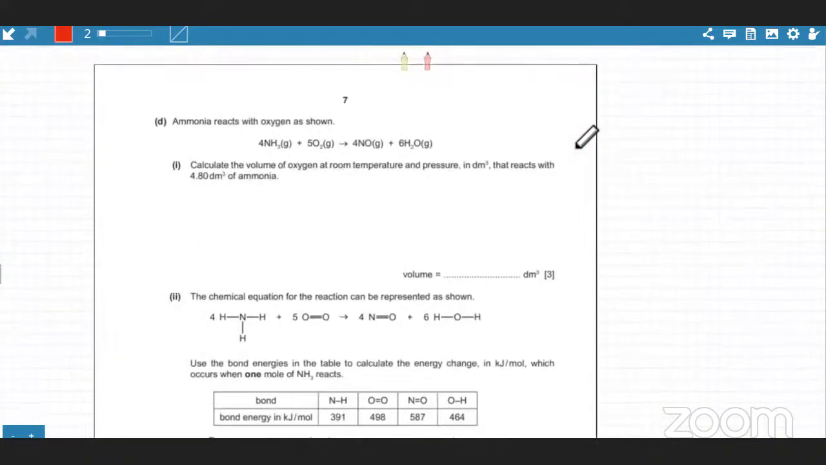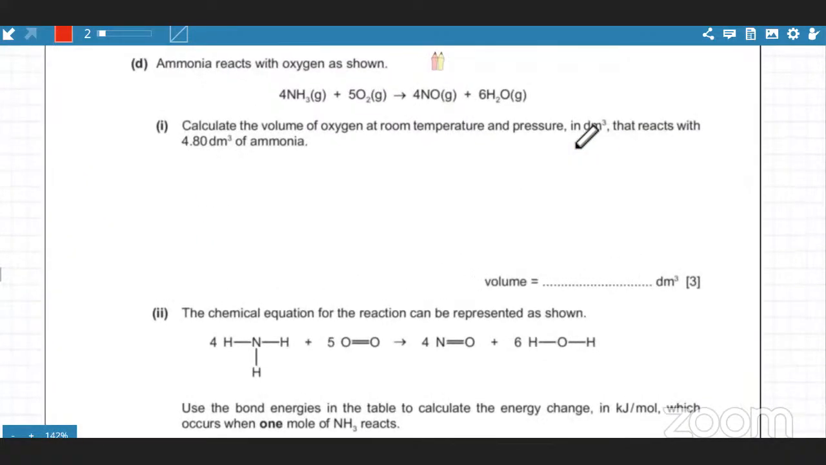Let's move to the next part of the question, which is ammonia reacts with oxygen, and you're being asked to calculate the volume. So you're being asked to calculate the volume of oxygen at room temperature and pressure that reacts with 4.8 dm cube of ammonia.